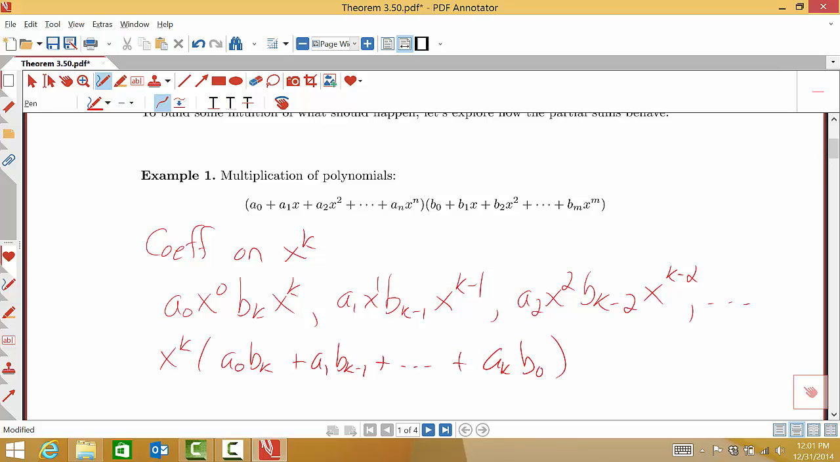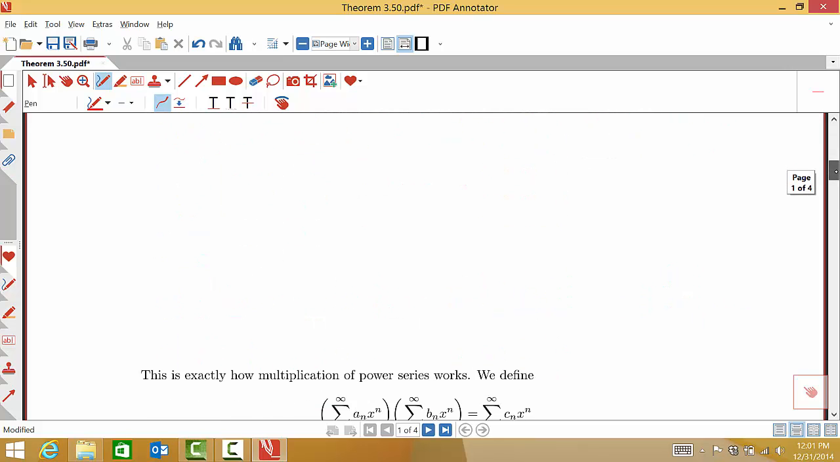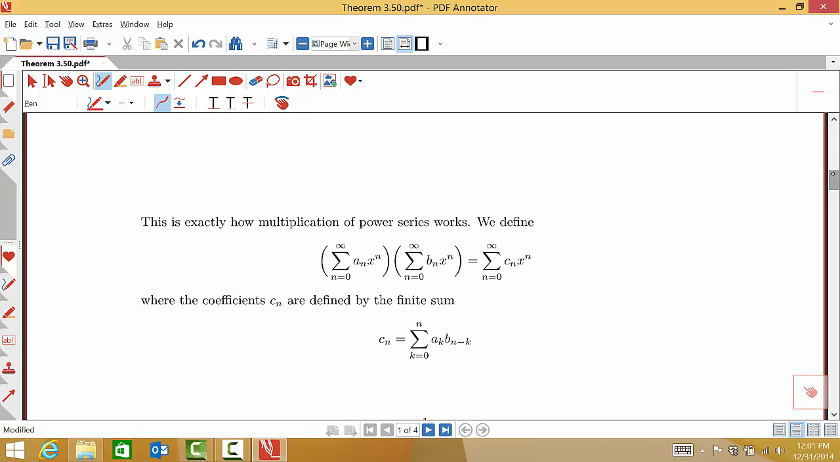Now this is what we're doing for polynomials, that is the partial sums. Everything with infinite series is run through partial sums. This is exactly how multiplication of power series works. We're going to define the multiplication of two power series as follows. I have one power series with a sub n's, another power series with b sub n's. It's going to give me a third power series, the sum from n equals 0 to infinity of c sub n times x to the n, where the coefficients c sub n are defined by this finite sum, k equals 0 to n, of a sub k times b sub n minus k. Okay? This is what we're going to call the product.